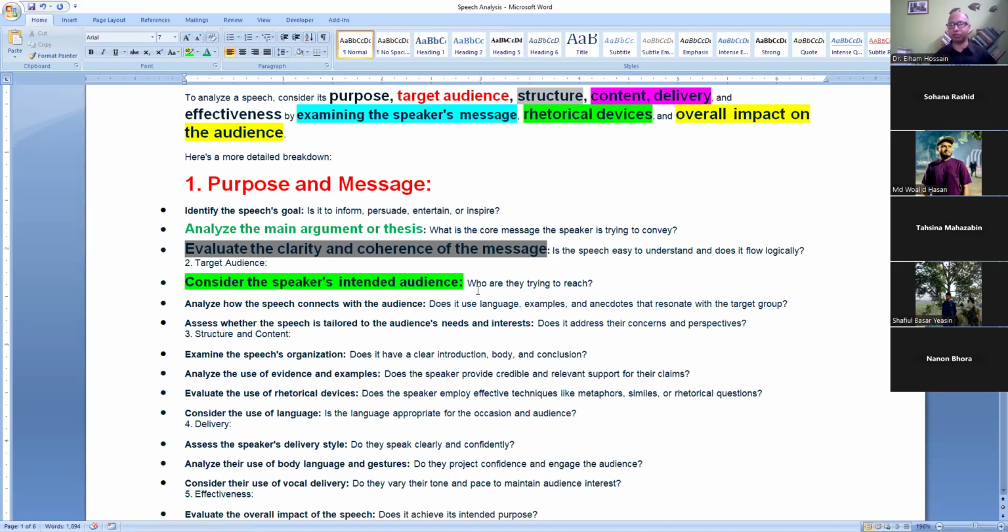So audience is very important. They will decide your speech. You can't construct your audience. Rather, you will be constructed by your audience. You are your audience's construction.